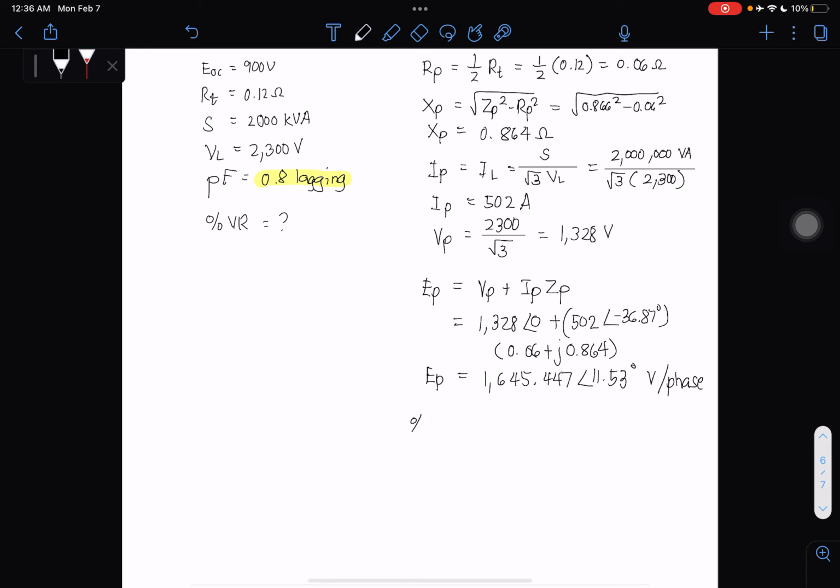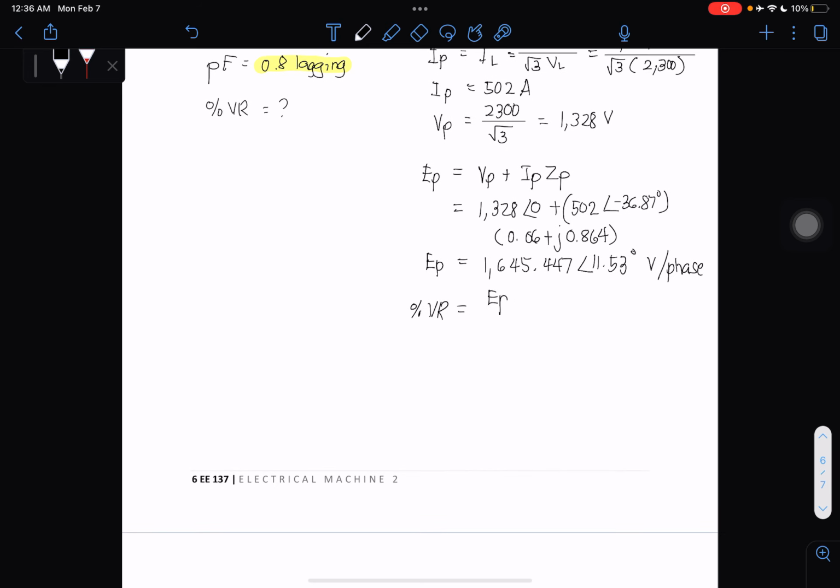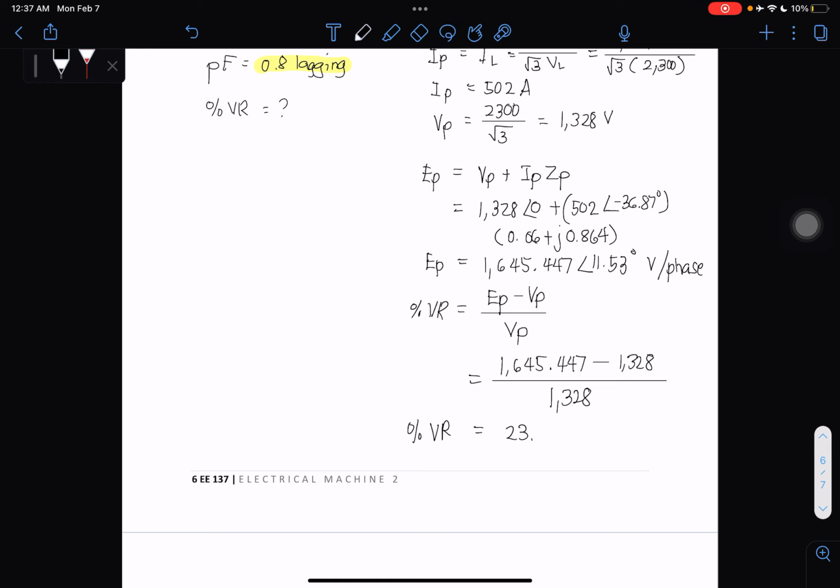So to solve for our voltage regulation, percentage formula, EP minus VP over VP. Our EP is 1,645.447 minus atong VP 1328 divided by 1328. So our percentage voltage regulation will be 23.904%. So this is our final answer for our problem sa voltage regulation.